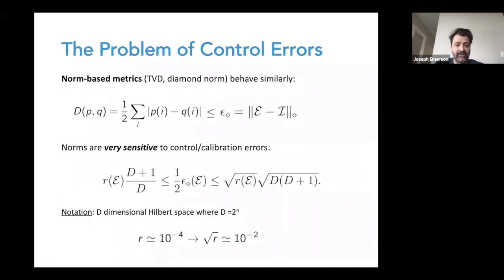I should have mentioned on the previous slide, the lower bound, where the diamond norm is linearly proportional to the infidelity with a dimensional factor of order one, is saturated by stochastic errors, so-called Pauli error channels. The upper bound with the square root is saturated by control errors or calibration errors. So what we want to do is turn a calibration error into a stochastic error. The RB infidelity will be the same, but the understanding of the diamond norm will be different.